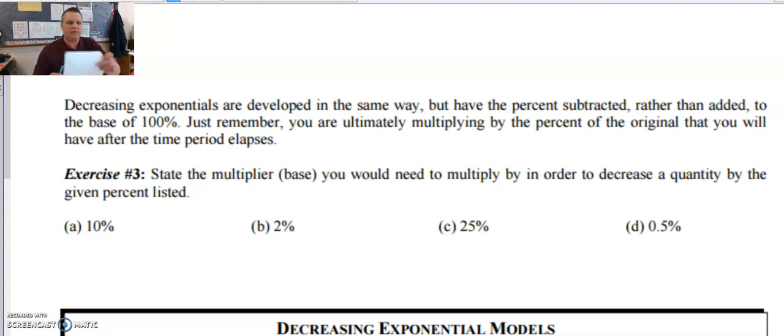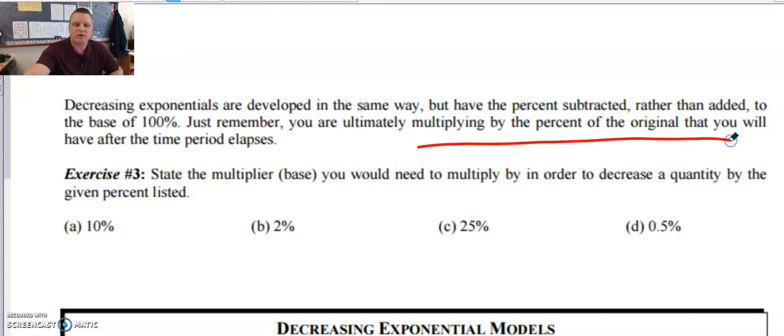Now we also have decreasing. So we have growth and decay, is how we refer to it. Decreasing exponentials are developed in the same way, but they are subtracted rather than added to the base of 100%, or 1, because it starts at 100%, but you change it to 1. So you are ultimately multiplying by the percent of the original they will have after a time period elapses.